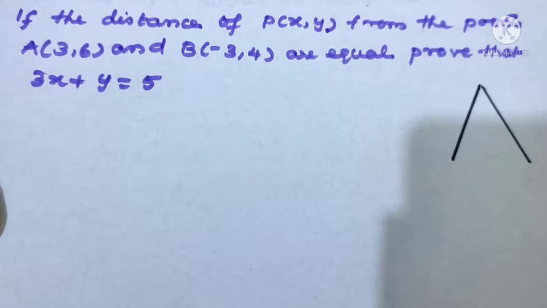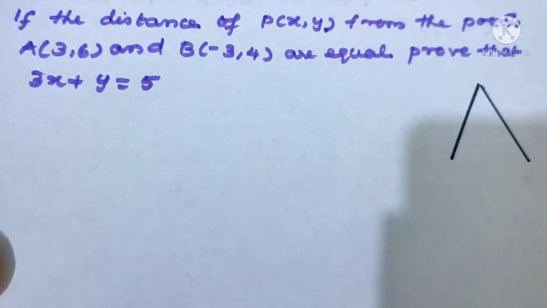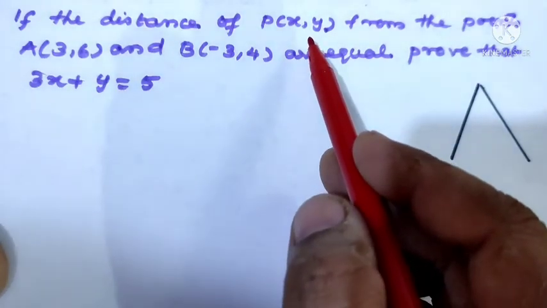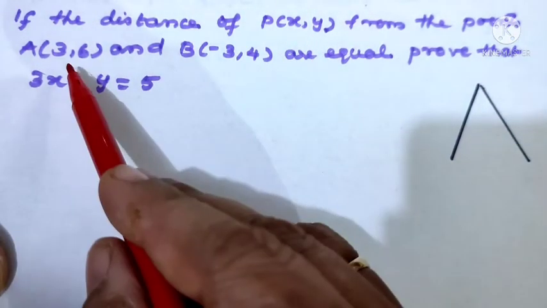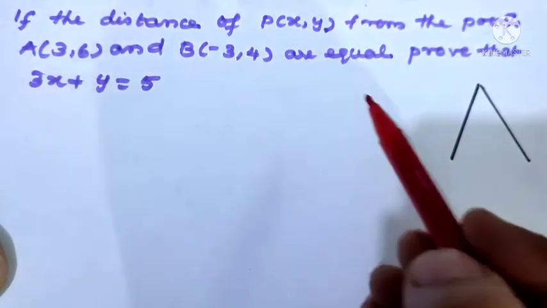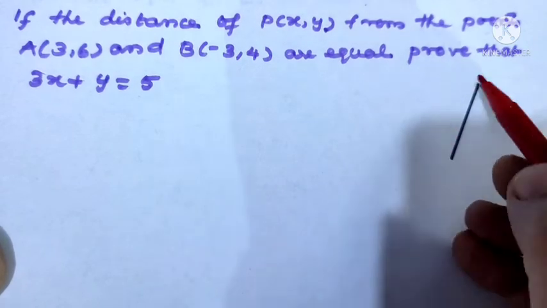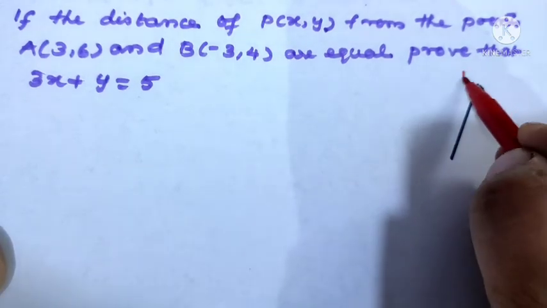If the distance of P(x, y) from the points A(3, 6) and B(-3, 4) are equal, prove that 3x + y = 5. Now listen, this question is based on the last formula, that is, the distance formula only. Here what is given: P(x, y) is equidistant from A(3, 6) and B(-3, 4). So a rough diagram we will write here.